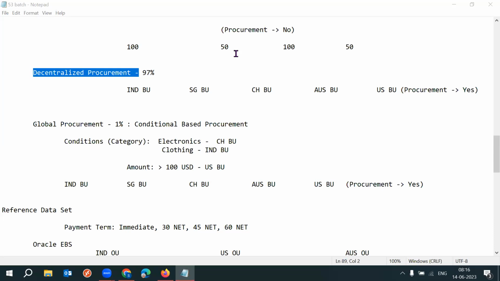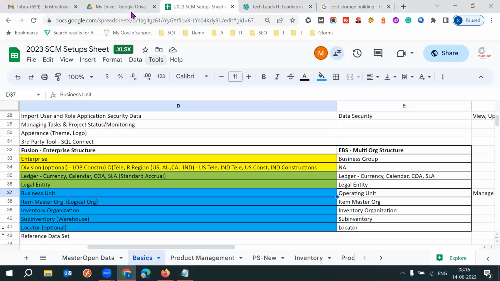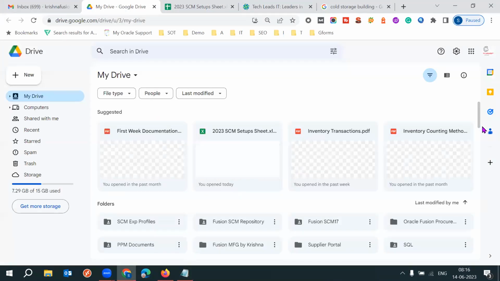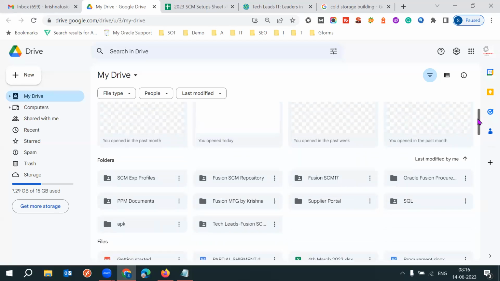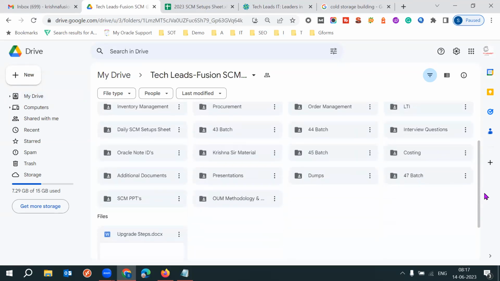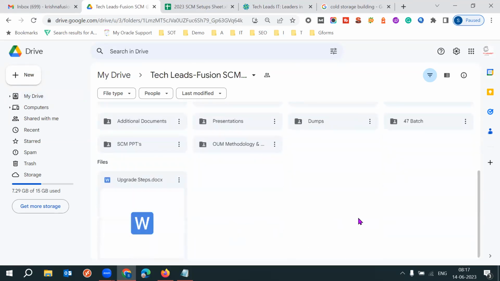Okay, I will upload this document to the drive. I'll put it in the main folder itself, not under any subfolder. You can download it from there. Daily running notes I'll upload into the drive. Okay, clear?